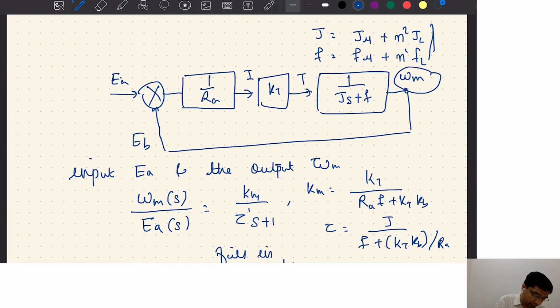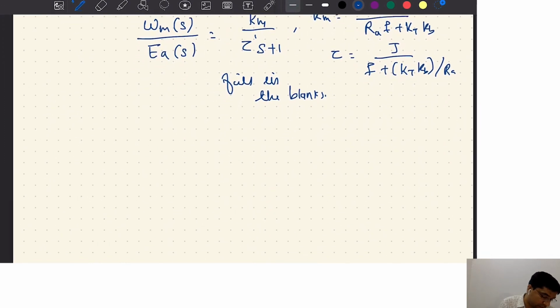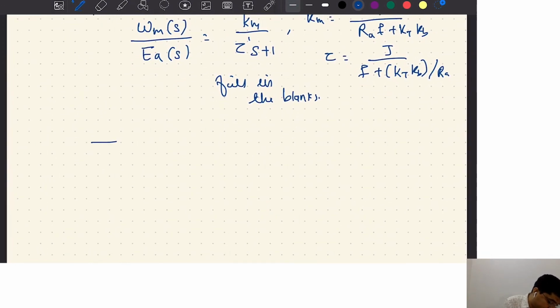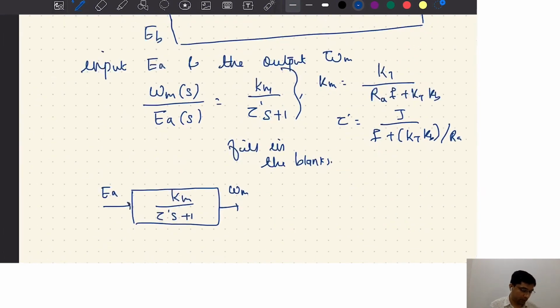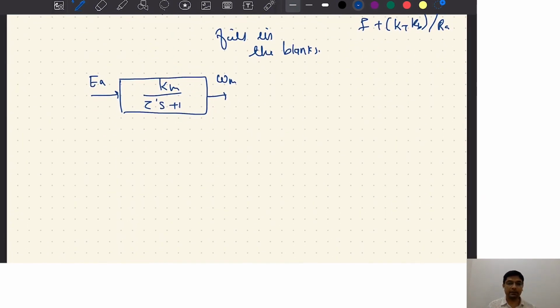Okay, these computations should be easy. So where am I now? In the process of deriving the transfer function, I have the input to the motor, which goes through the term Km over tau s plus 1, generating omega m. What is omega m? Omega m is the angular velocity at the motor end.